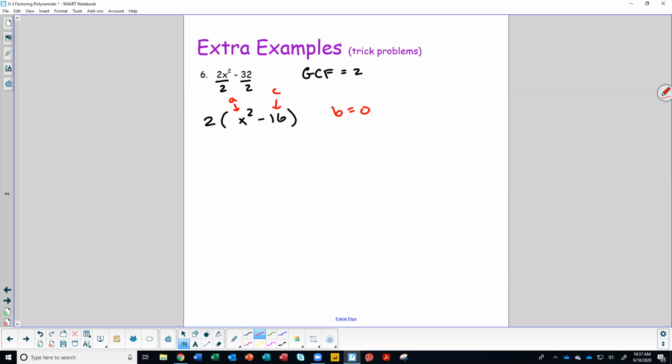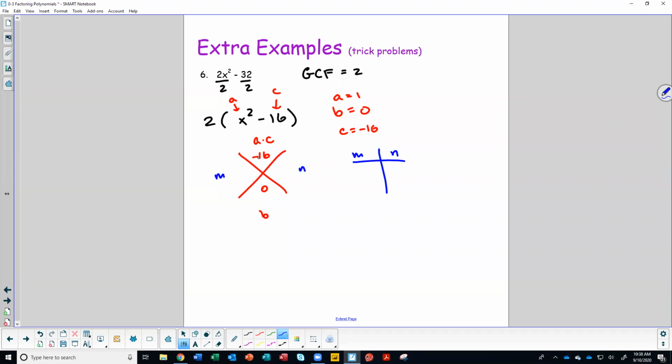It's not there. So why is it a trick? Because when you set up your X method, your B, you need to include a 0. I'm missing the X term. So I just put a 0 there. A is 1. C is negative 16. So 1 times negative 16 is negative 16. And so I'm looking for 2 factors that multiply to be negative 16 and add to be 0.